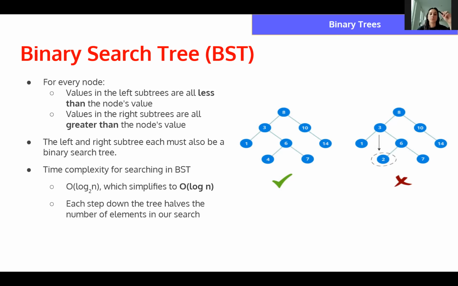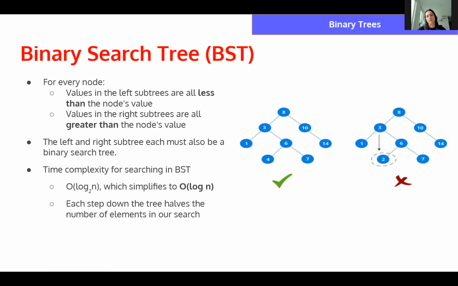And if we move down to the node that has a value of 3, it's the same there. The left subtree of 3 is less than 3, and the right subtree is greater than 3. Now, this is the reason why the example on the right does not fulfill this definition, because if we move to the value of 3, the left subtree is less than, which is great, but then in the right subtree, we do have that value of 2, which is not greater than 3. So that is why that is not a binary search tree. Left and right subtree each must also be a binary search tree. That's why the one on the right does not work.